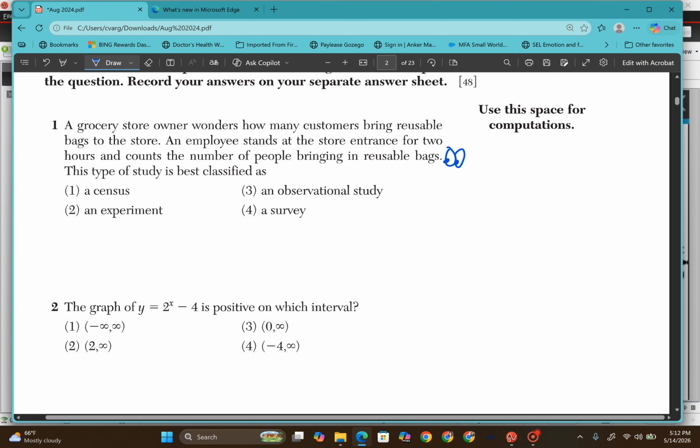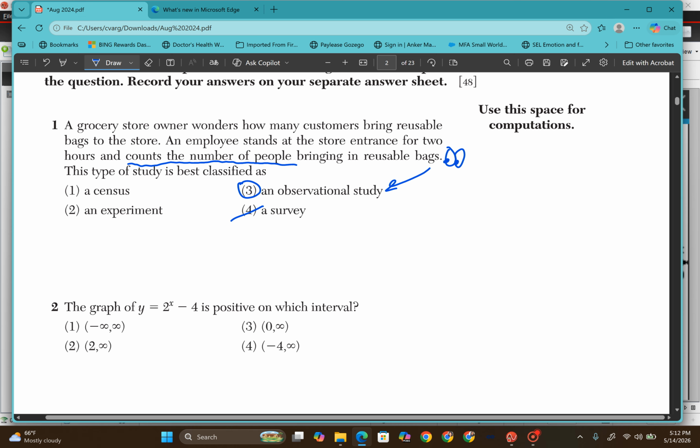So the first one, if you read the question, says this person, the employee, counts the number of people bringing in reusable bags. This person is literally just observing and counting, like tallying. That is an observational study. As soon as the person is just observing or looking, we know it is not a survey.